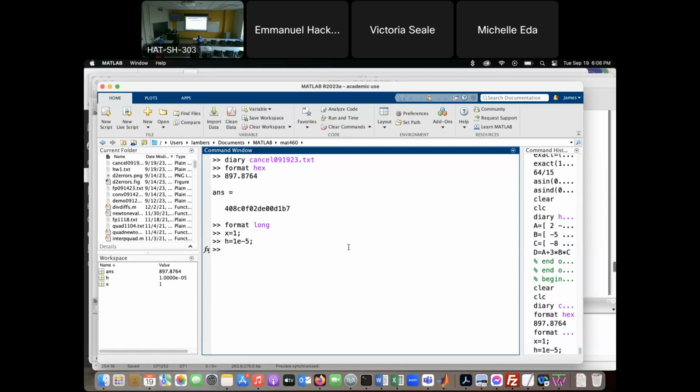This 1e is a shorthand. In general, 1e minus p, where p is a number, is equivalent to 10 raised to the minus p.